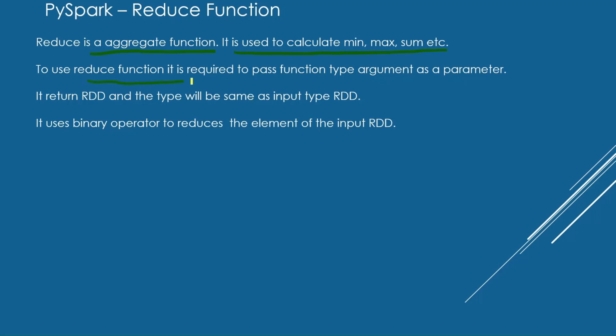To the reduce function, it is required to pass a function as a parameter. It returns an RDD, and the type will be the same as the input RDD. This is very important. Suppose the input type is RDD, then the output type is also an RDD. It uses a binary operator to reduce the elements of the input RDD. So whenever reduce takes action, it will use the binary operator to reduce the elements present in the RDD.